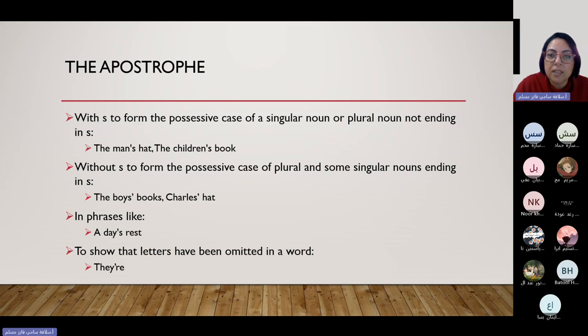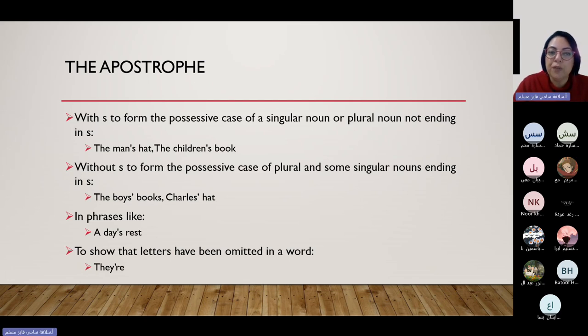This one is not an apostrophe of possession. It is an abbreviation of the verb is. الapostrophe يلي تابعة للفعل is, are, were, okay, is not an apostrophe of possession, مش ملكية وإنما هي اختصار للفعل. Okay, so make this difference.